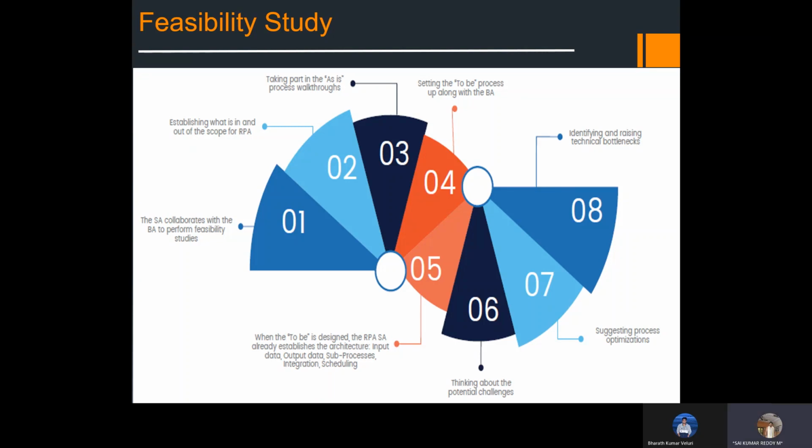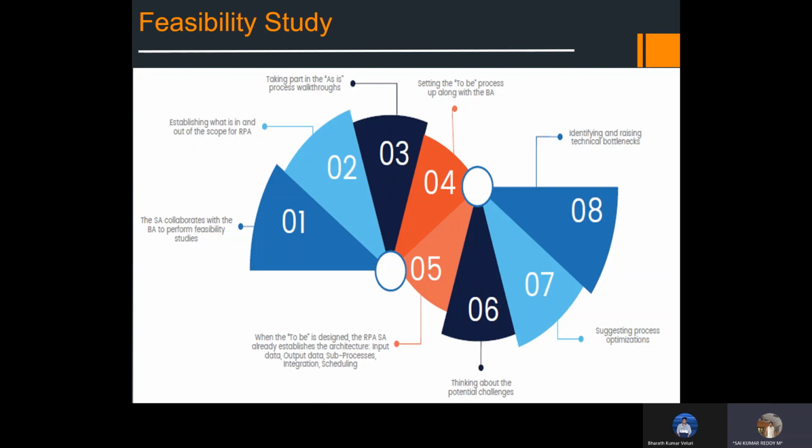And the next one is taking part in the as-is process walkthroughs. As-is is what is currently done manually in a business process. We need to understand that. We need to train ourselves to do that process manually. That way, it will be very easy to implement in RPA. So that is the as-is process.